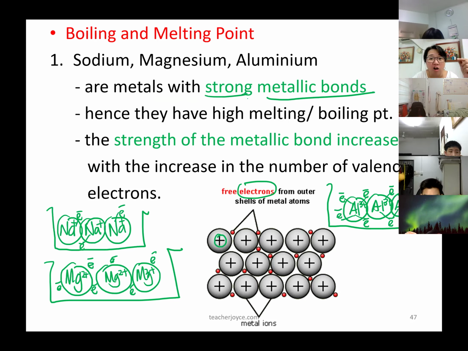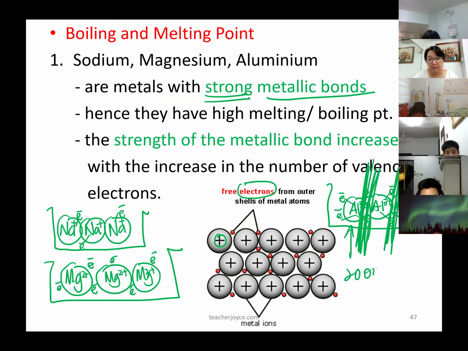And when they are stronger, to melt them you have to increase your temperature so they can break this bond. I want to break it so that they become liquid. I need more energy. So to melt aluminium, the melting point is about 2000 degrees. 2000! Your air fryer maximum is 200 only. This is another 10 times higher. Then only can melt aluminium.